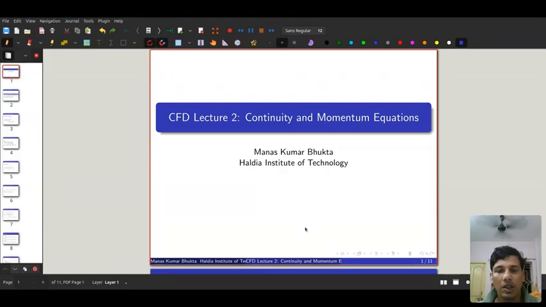Today we will start with a new concept, the continuation of the previous chapter, that is CFD lecture number 2, continuity and momentum equation. In the previous classes, we have learned about CFD. So we have come to know what is CFD. It is the mathematical modeling of continuum problem leading to a set of differential equations.